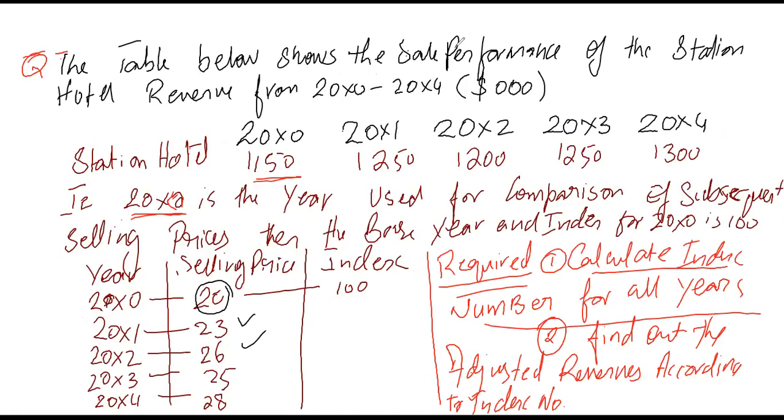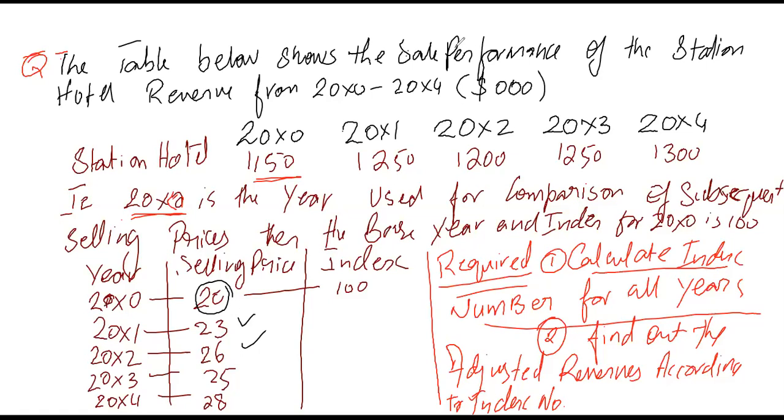Selling prices. Okay. Selling price per room. So after finding out the index number, we can extrapolate these index numbers. Basically, this simple calculation immediately provides us more information for the management. The revenue figures can now be adjusted to reflect these changes.